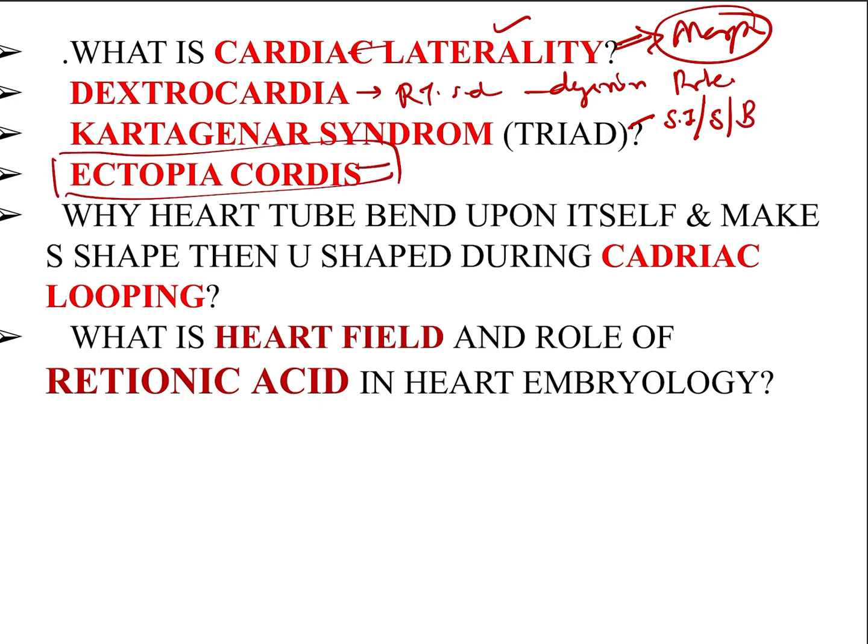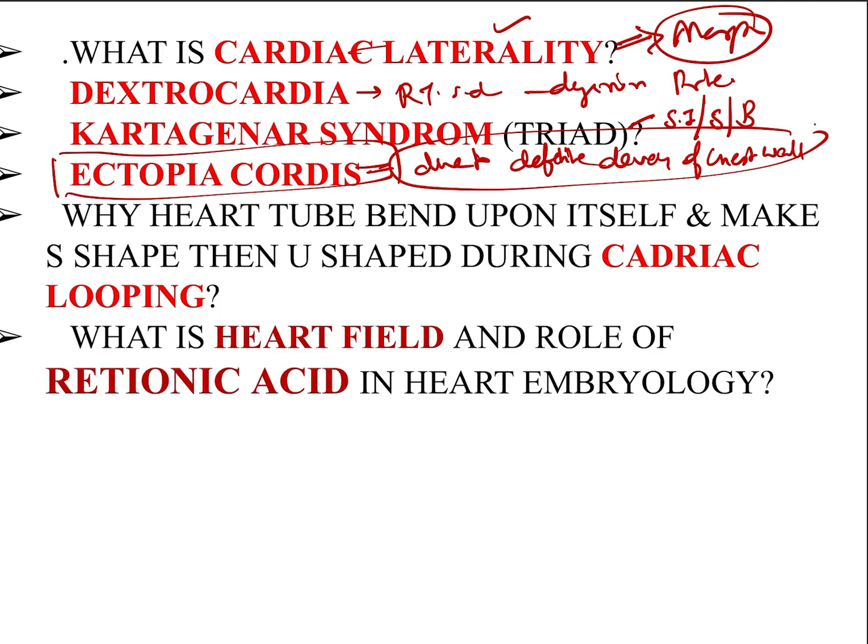Ectopia cordis. What is the meaning of ectopia cordis? Due to defective development of the chest wall. The chest wall is not properly developed, hence the heart is exposed and can be seen from outside. This exposed heart is known as ectopia cordis. Ectopia cordis means exposed heart.